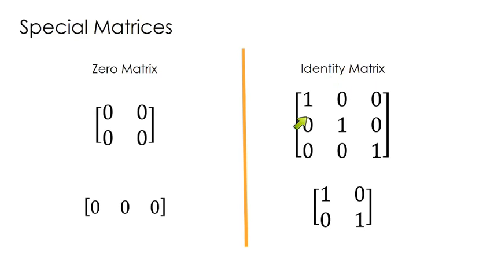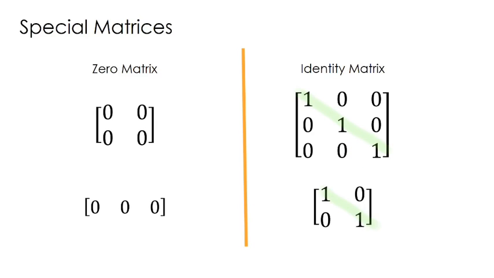But this identity matrix is a square matrix. This one has to be a square. Notice this one's 3 by 3, this one's 2 by 2, okay? And the diagonal from the top left to the bottom right is ones, okay? If it started in the bottom left and went to the top right, that would not be an identity matrix. It has to look like this.